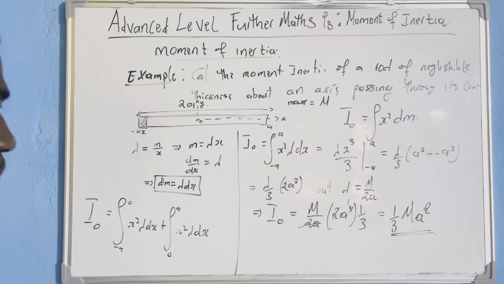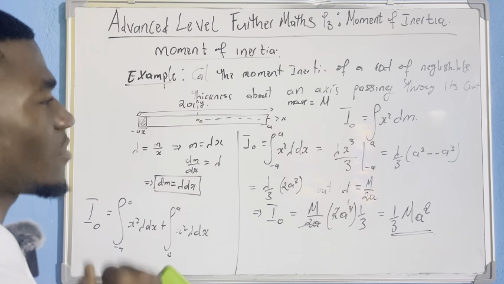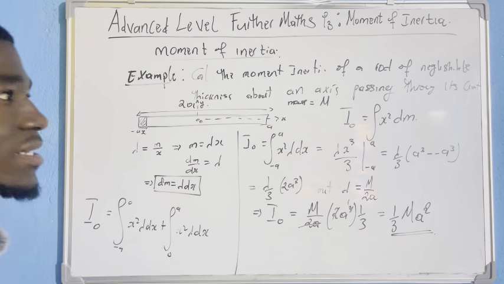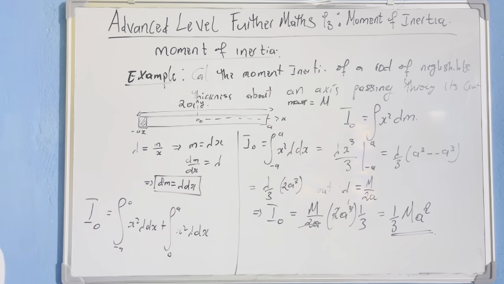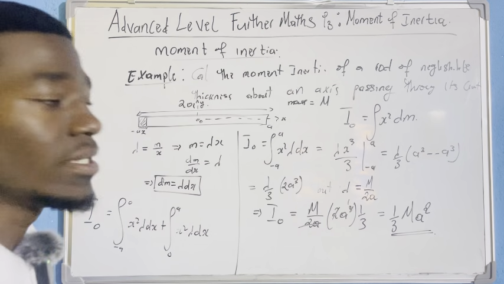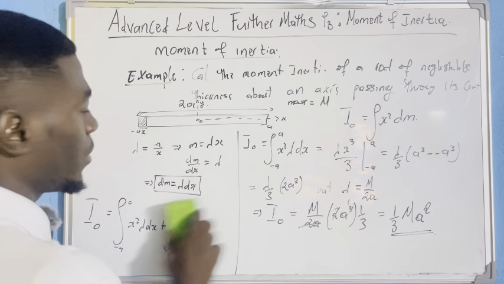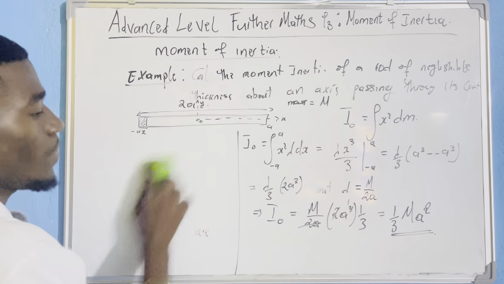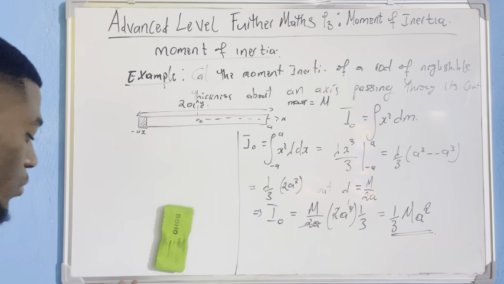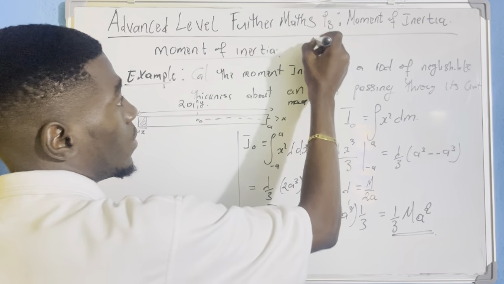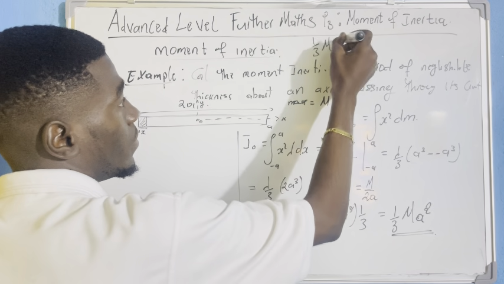Okay. Now, the next part of our lesson, I want you to understand what we call the parallel axis theorem, or Huygens theorem. I want us to understand that theorem. Now, let me put this one here because we use it after: 1/3 Ma squared.